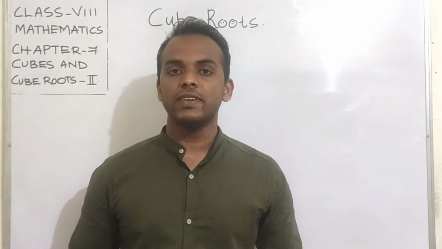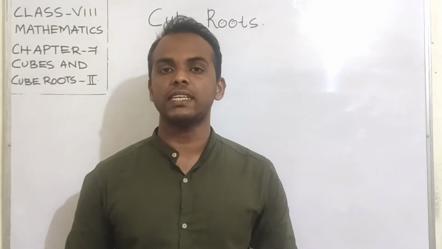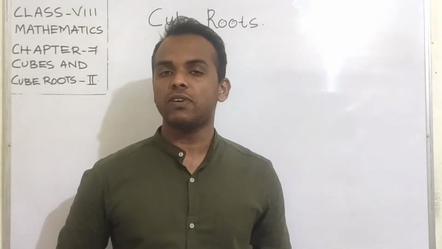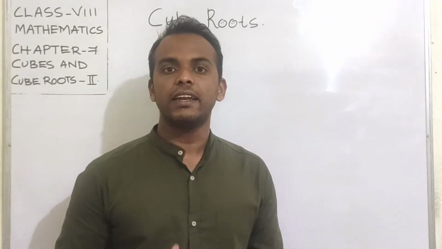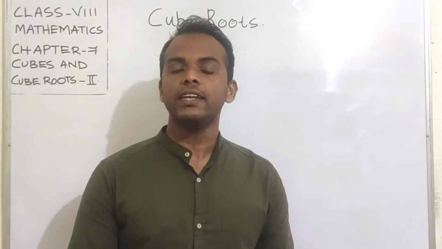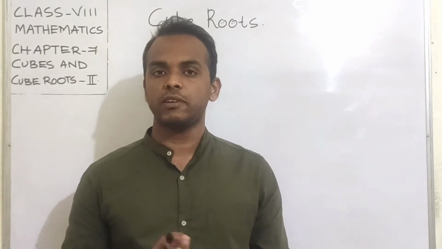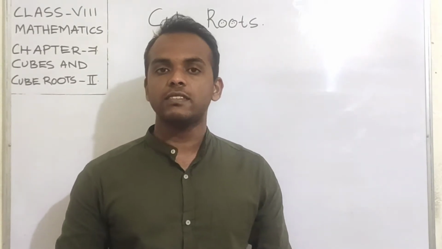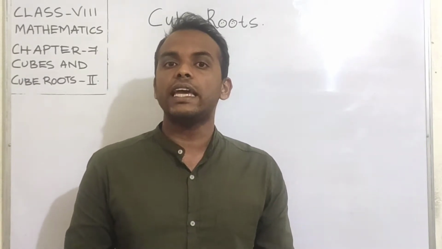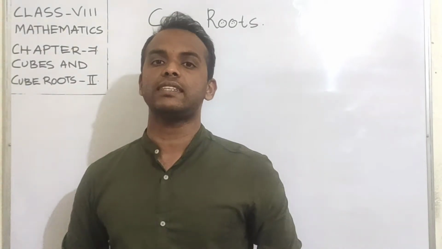Now in this class we are going to take the second part of our chapter number 7, cubes and cube roots. In the last class we have seen how to find the cube of a number, what a perfect cube is, and how to check whether a given number is a perfect cube or not. In this class we will learn how to find the cube of a given number, or if a perfect cube is given to us, we can find whose cube that is.